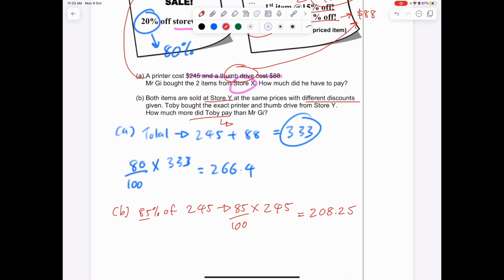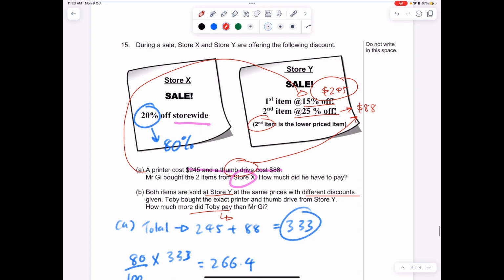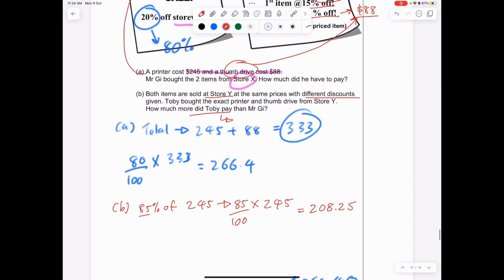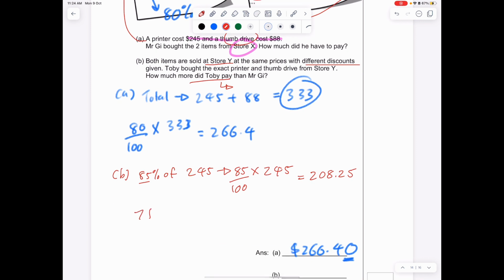Okay? So that is the cost of your printer at shop Y. Now you have to find the cost of your thumb drive. So thumb drive 25% off. So 100% minus 25% is 75%. So 75% of 88. So how many percent? 75 over 100. So your answer would be 66.